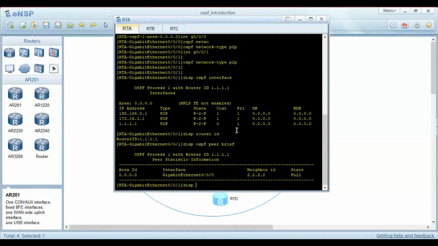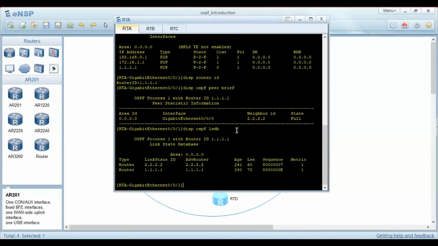So display OSPF LSDB, because we said routers in the same area have a similar link state database. You see, we have the same two entries: for router A itself, and for router B that it received from router B. I hope you are clear on that.